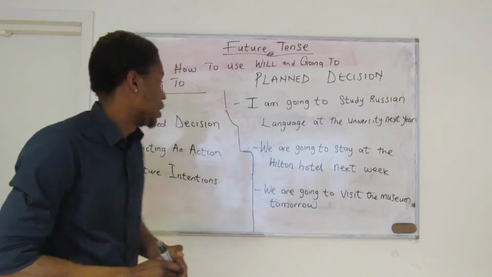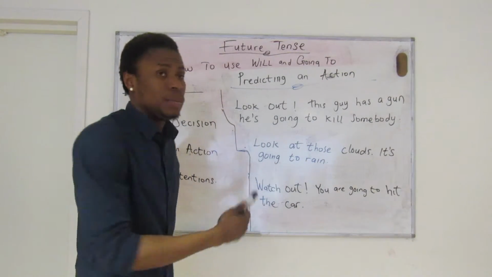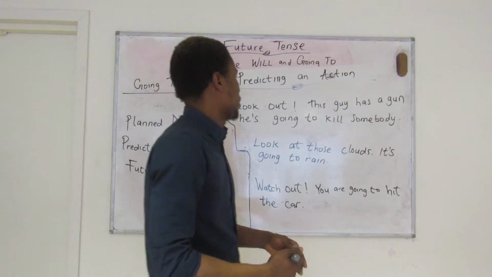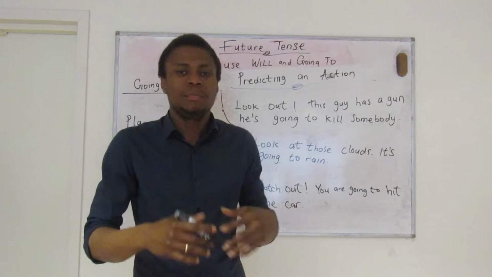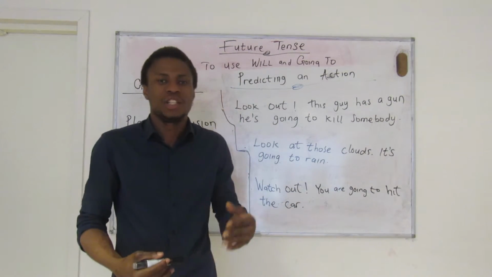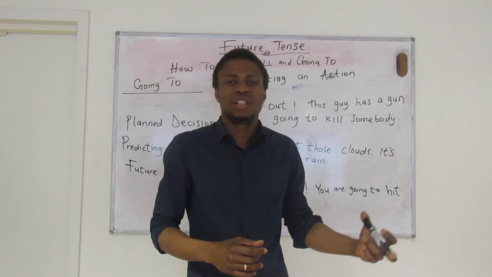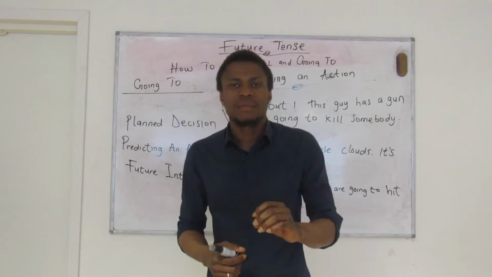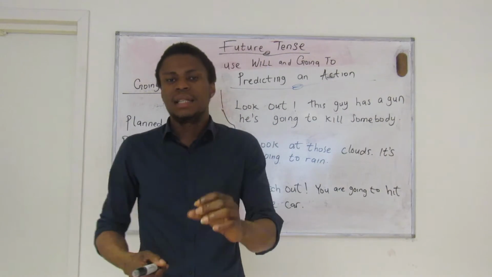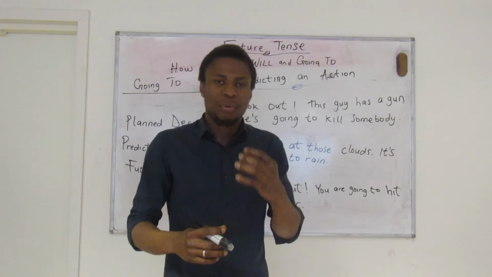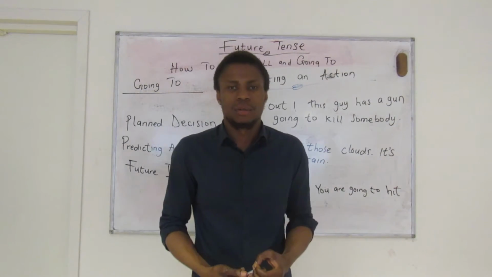Now we are going to talk about predicting an action. We use going to for predicting an action. When we talk about predicting an action, we don't mean a prediction, but you predict an action that is about to happen. The difference between a prediction and predicting an action is that with prediction, we guess the future. We are not sure about the future. With predicting an action, we have proof, we have evidence that something is going to happen. So we use going to.